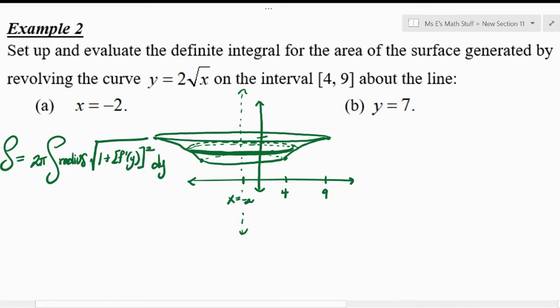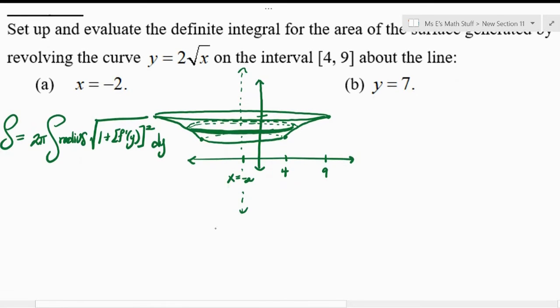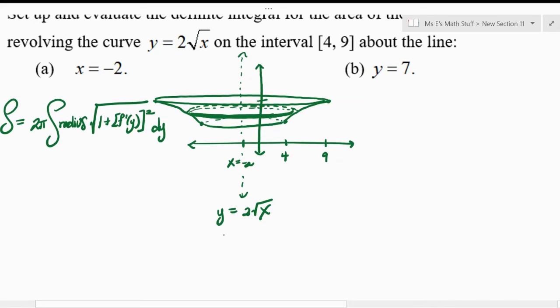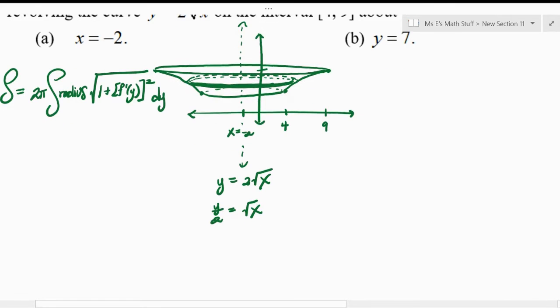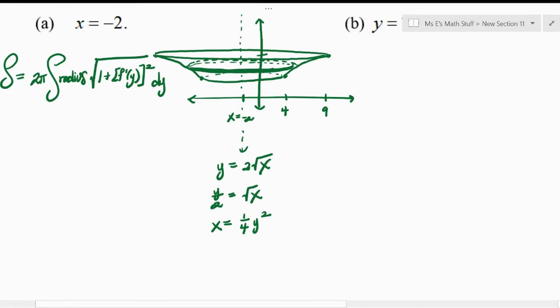Getting started on that, y is equal to 2 root x. If I do the derivative now, I'll get f prime of x. So let's solve for x first. You could divide by 2 and then square both sides. I'll just write it as 1/4 y squared. And then that way, dx dy, also known as f prime of y, would equal 1/2 y. Now we'll know what to put in for f prime of y.